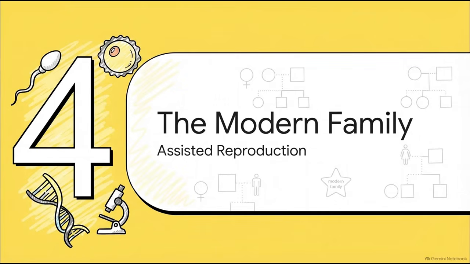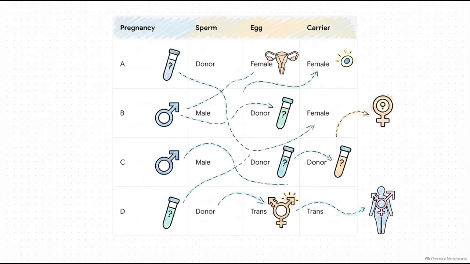Up next, charting the modern family, assisted reproduction. As science, medicine, and family structures have evolved, the pedigree code has become brilliantly complex to keep up with it all. And this brilliantly illustrates how geneticists have to specifically track the origin of the sperm, the egg, and the gestational carrier. Like, look at pregnancy A.